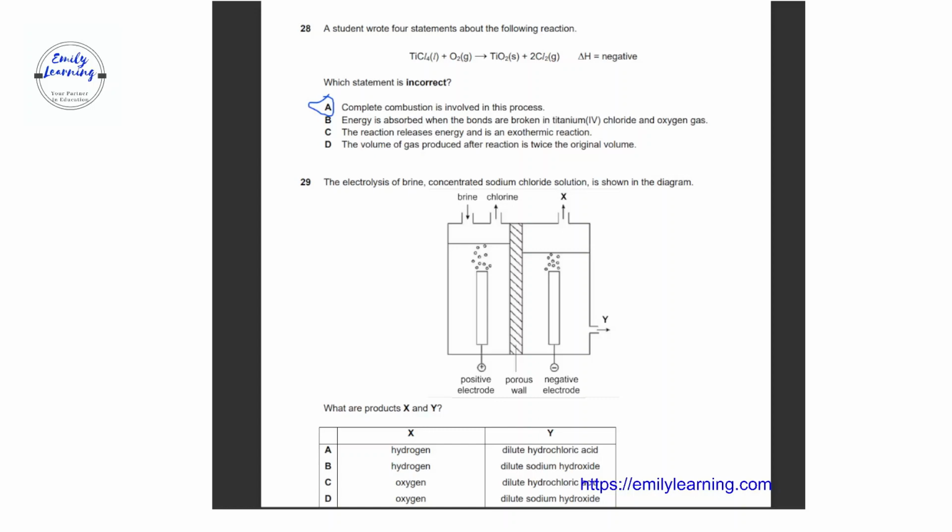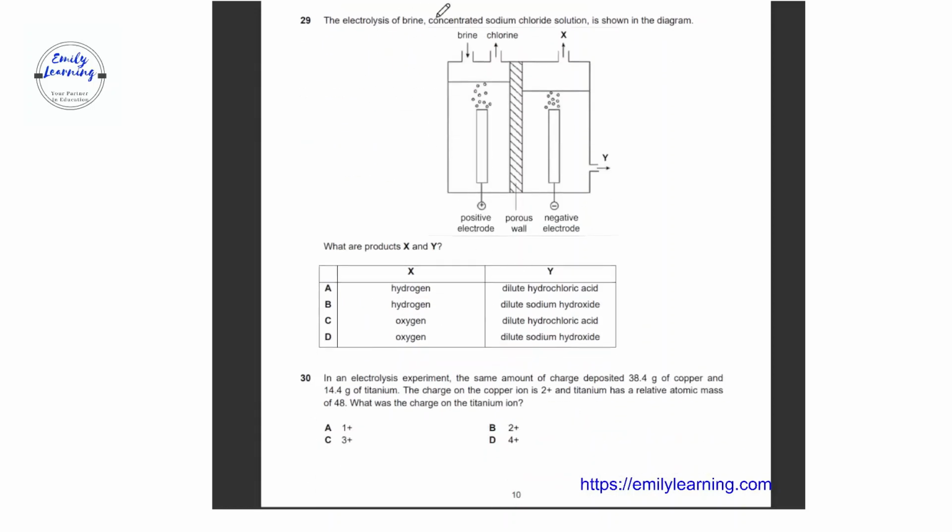Next, moving on to question 28. In question 28, we are told that the electrolysis of brine, which is concentrated sodium chloride solution, is shown in the diagram below. What are products X and Y? So let's first look at X. X is a gas, and Y is a solution, so it's something that is aqueous, because we tap Y from here.